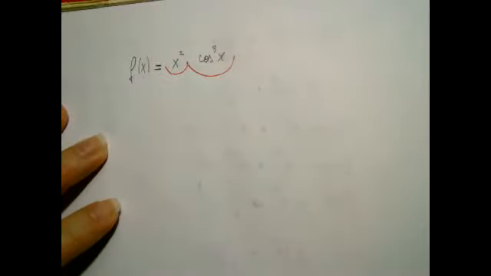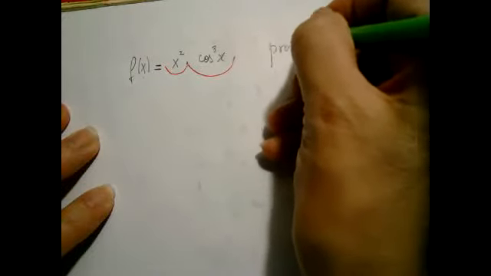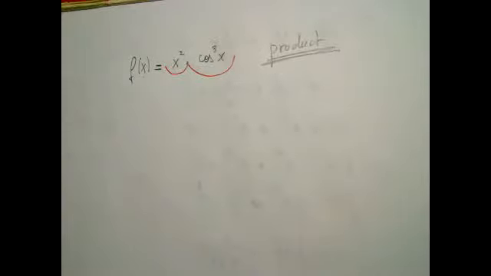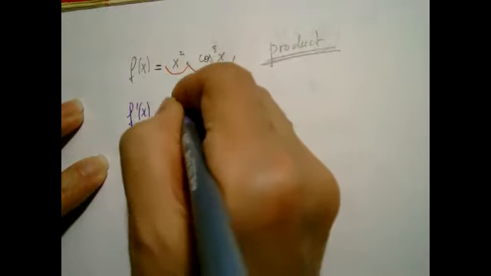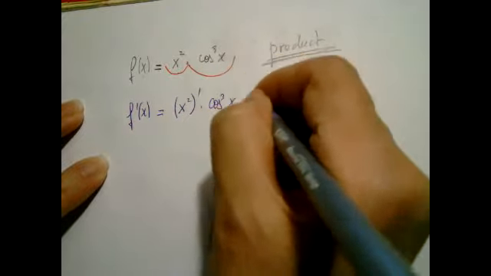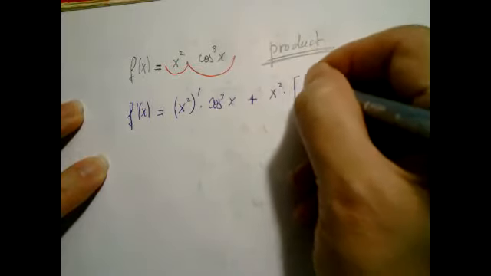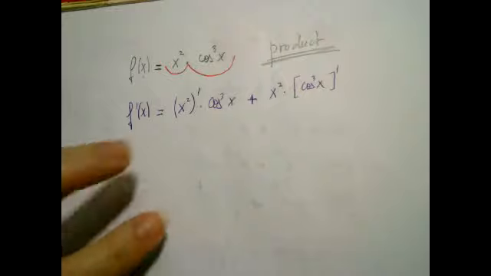Product. Product, absolutely. You start seeing a product. That's x squared times cosine cubed x. So to find the derivative, that's a product, so we have to do the product rule. So let's do the product rule. f prime of x equals the derivative of x squared times this, plus x squared times the derivative of cosine cubed x. Okay, that's the product. Now piece by piece.